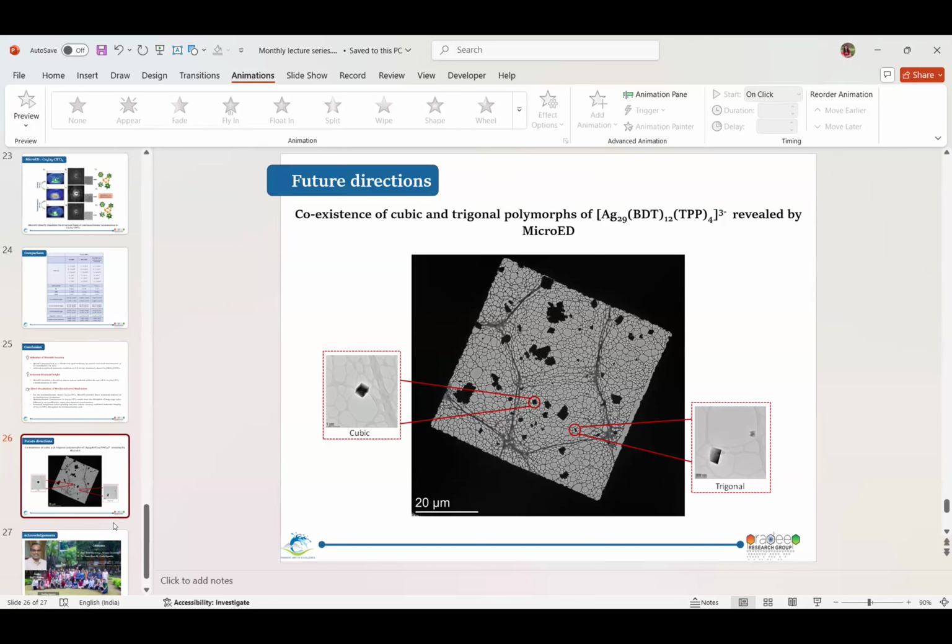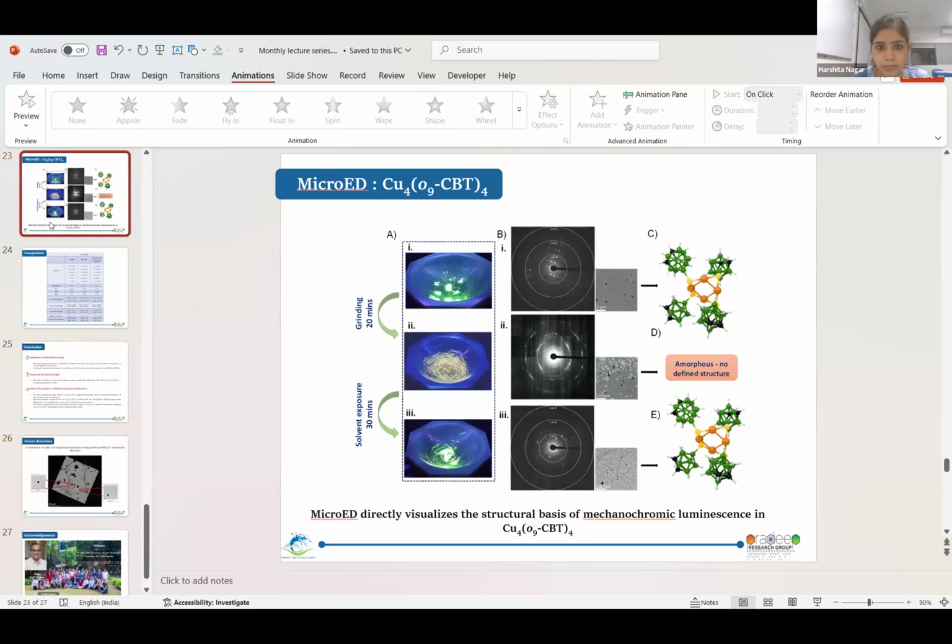Harshita, I have a small question on your slide 23. When you are grinding, the luminescence is changing to yellow. Most probably it is the solvent effect, because when you expose it to DCM, you get back the luminescence. What do you think? DCM has a very low boiling point, so when grinding, DCM is vaporizing. And again, when DCM comes back into the crystal, it returns to the crystalline phase.